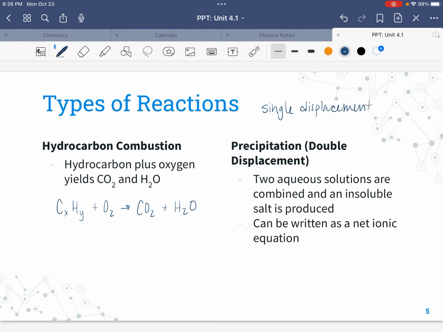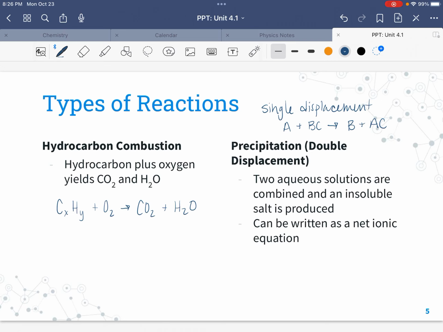Can form a precipitate as well. So a single displacement, we have A plus BC, and A is going to come in and bump out, like our B, for example. So that's your Mr. Steal Your Girl type of reaction.